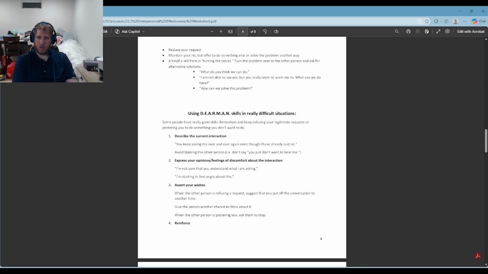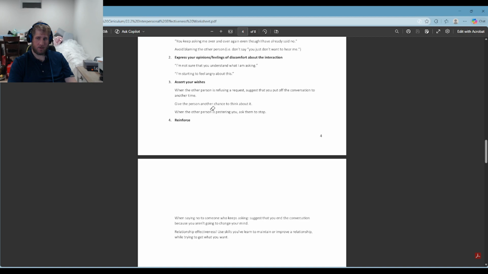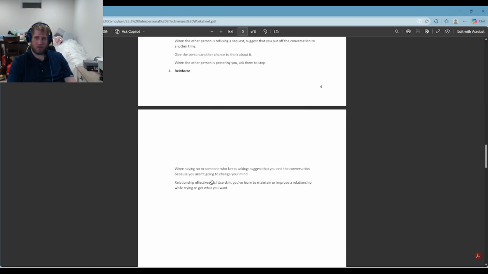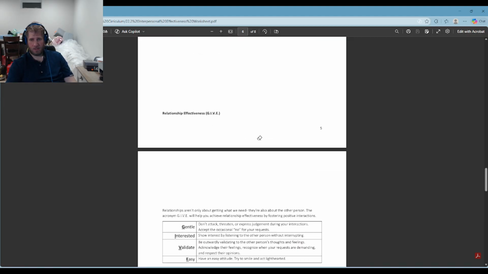Next one here, asserting your wishes. So again, if you need to take a step back, be able to have this conversation another time, that's going to be key, and hopefully get that resolution that you're looking for. And the reinforcement. So, being able to ensure that, if someone's trying to be pushy, that whatever's going to happen, we're going to end the conversation, the mind isn't going to be changed, right?